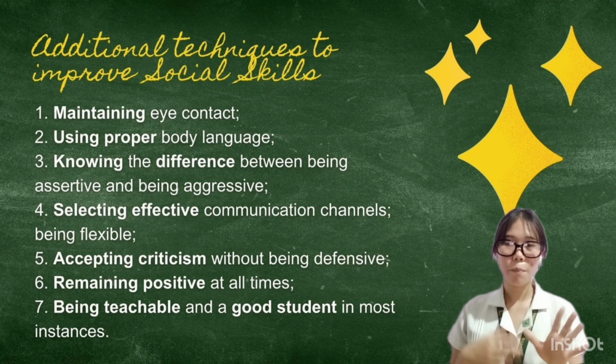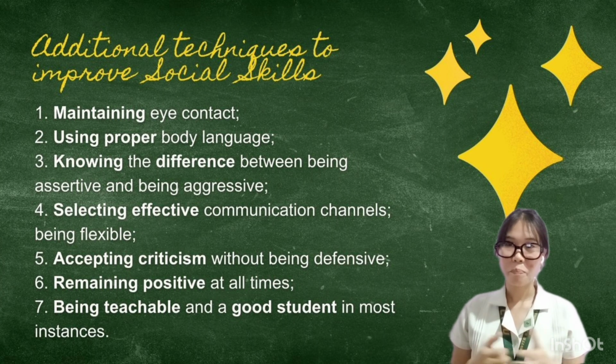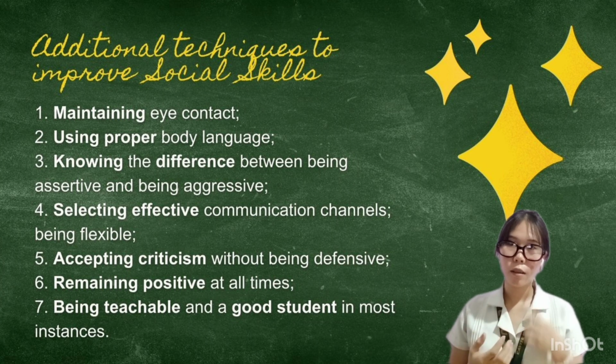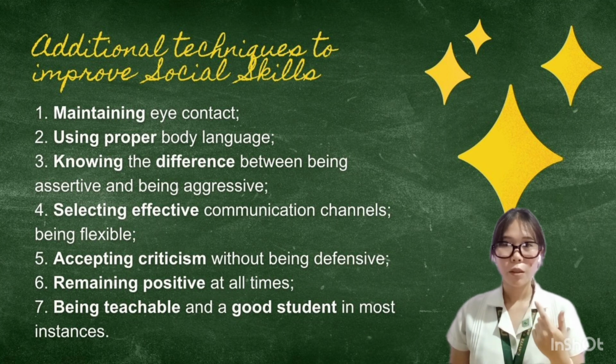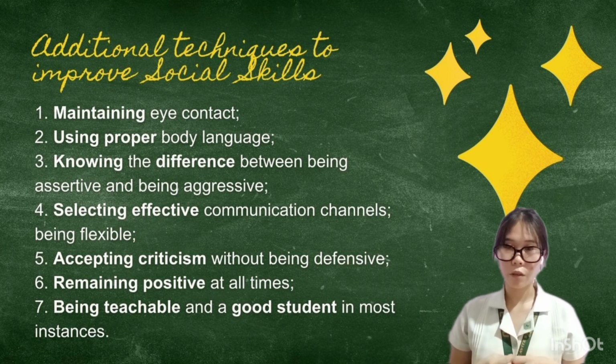Number five is accepting criticism without being defensive. So, viewing feedback as an opportunity for growth. And six is remaining positive at all times. Always keep looking at the bright side. Keep socializing with other people in a good way. And number seven is being teachable and a good student in most instances. We should always remember to be open to learning and improving.